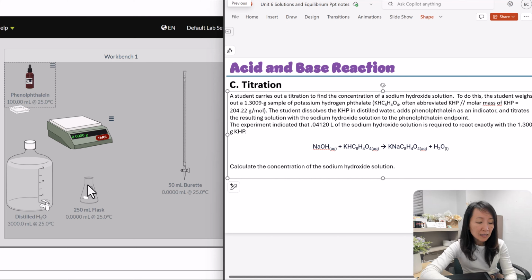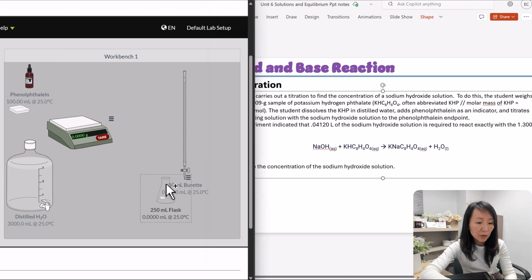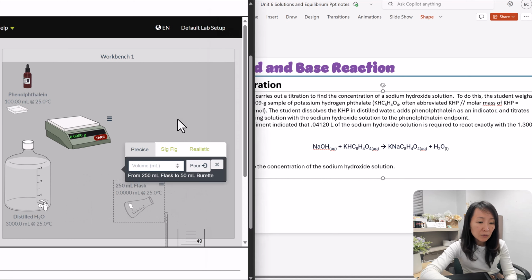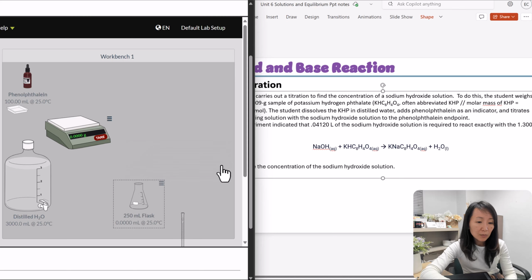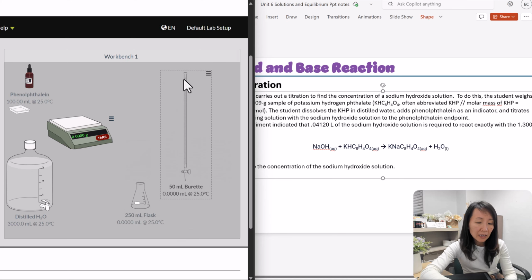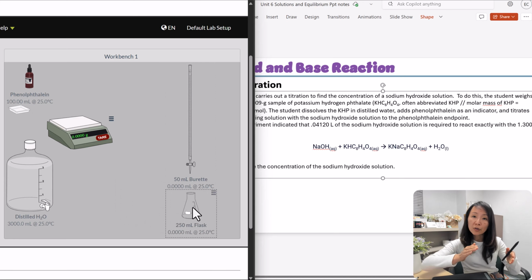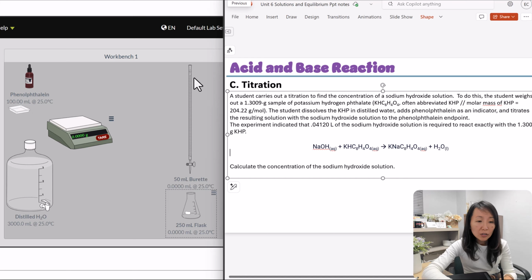What that means is I'm going to put this flask under this burette over here. This burette is going to contain sodium hydroxide already, but we do not know what the concentration is. And you're going to titrate it, meaning we're going to allow the sodium hydroxide to flow through into this flask. Now, how much did you put in?